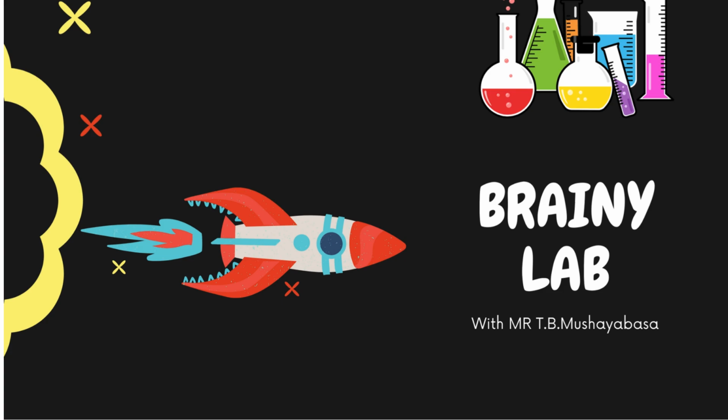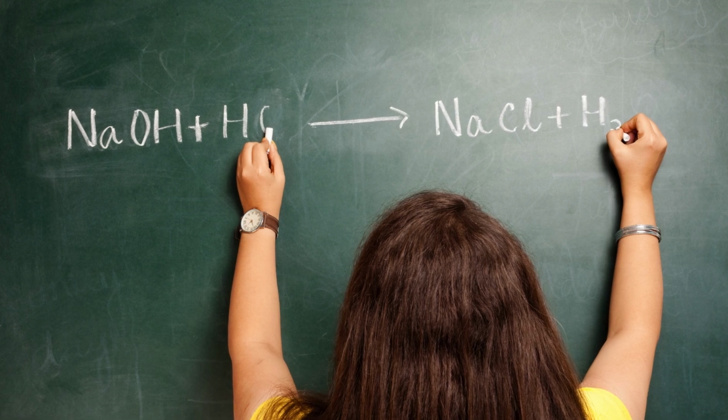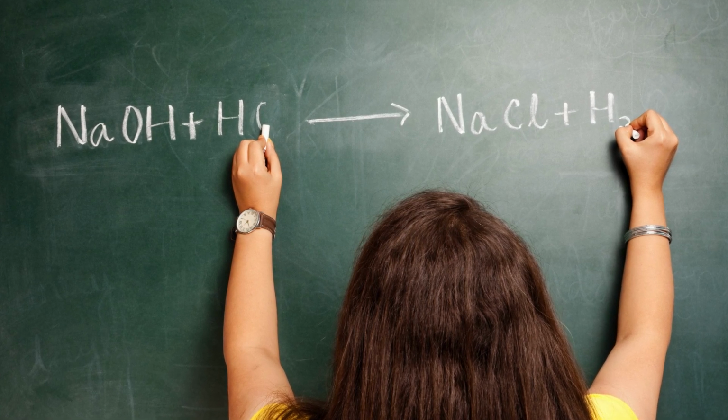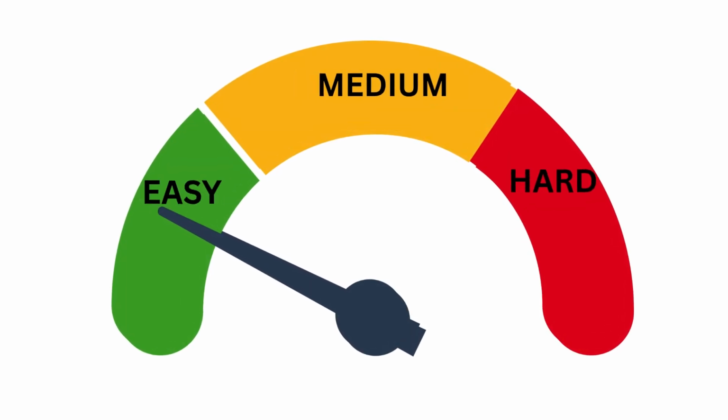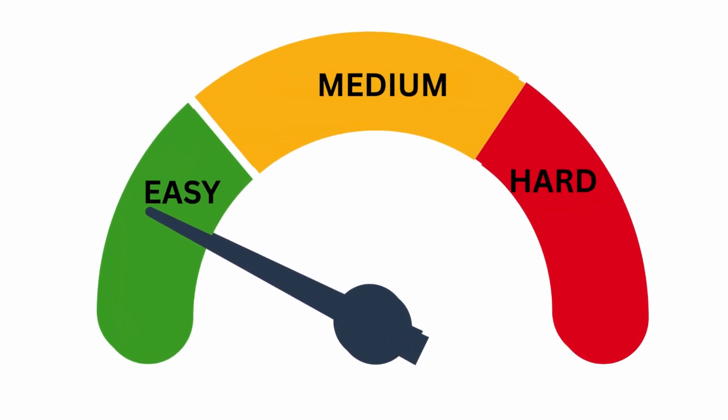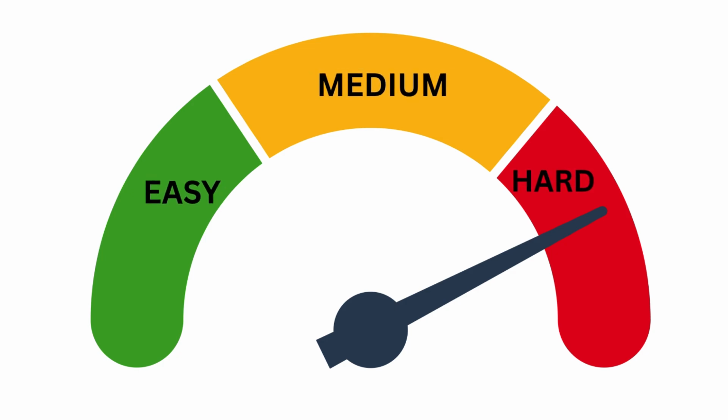Today, we're diving into one of the most important skills in chemistry, balancing chemical equations. Whether you're a student or just curious, you're in the right place. We'll walk through 10 real examples step by step, starting easy and building up to a bit more of a challenge. So grab a notebook and let's get started.